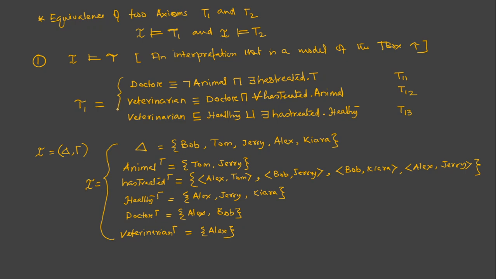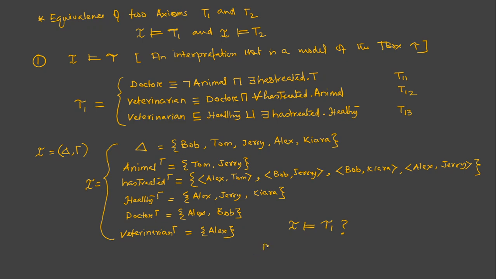and this is the T box T1, whether I models T1 or not, right? Now let us check the definition of a doctor, right? So the definition of doctor says that doctor is something that is not animal. So the not animal will come to be Bob, Alex and Kiera, right? And then it has treated at least one. So let us see who are the members of this has treated one. So Alex is a member of has treated at least one. Bob is a member of has treated one. I think these are the two instances that are members of this has treated one.